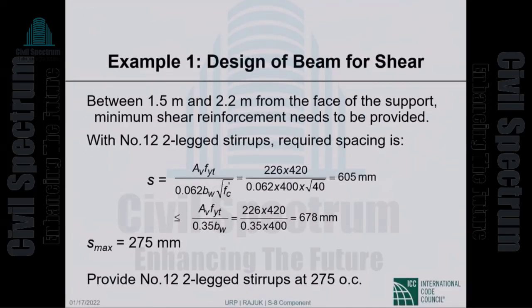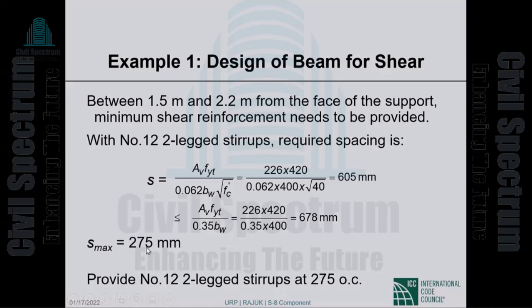Okay. Now, between 1.5 meters and 2.2 meters from the face of the support, minimum shear reinforcement needs to be provided. So what is the spacing of minimum shear reinforcement? We know how much the minimum shear reinforcement is. This is the concrete dependent minimum. This is the absolute minimum. So the spacing of the minimum shear reinforcement is 605 millimeters, and the spacing of the absolute minimum shear reinforcement is 678 millimeters. We cannot provide those.